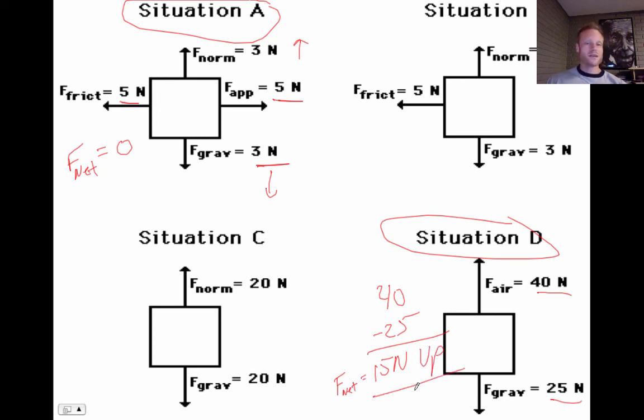All right, so that's basically it. That's kind of taking a look at free body diagrams and determining the net force on them.